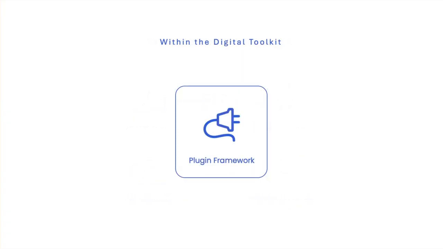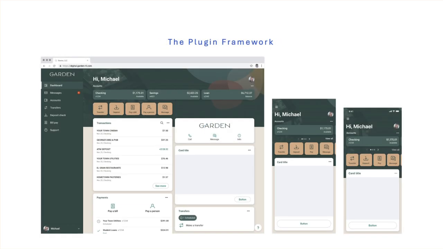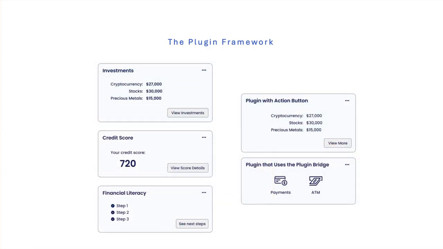The next part of the digital toolkit is the plugin framework. This allows you to extend the Banno UI. It also allows you to embed the best of the fintech world directly into the user's dashboard. The Banno digital banking platform gives users quick access to information via a card-based UI called the dashboard. You can build your own custom UI cards using the plugin framework.